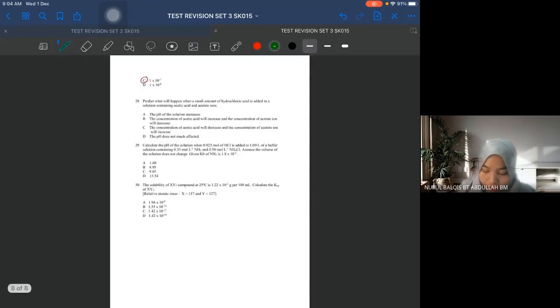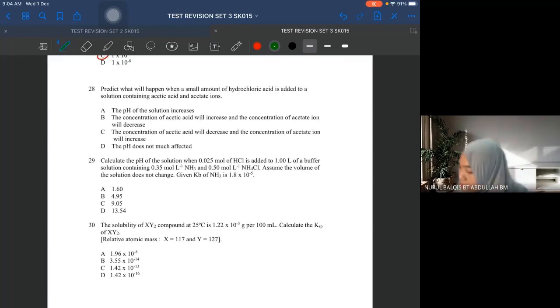Okay, and then question number 28, the answer should be D sebab masih sama, kita ada acetic acid, the weak acid, and then the acetate ion, the conjugate base salt. Okay, jadi the pH is not much affected. Question number 29, the answer should be C.